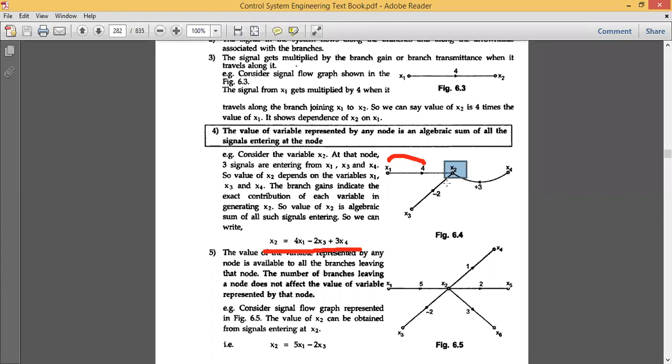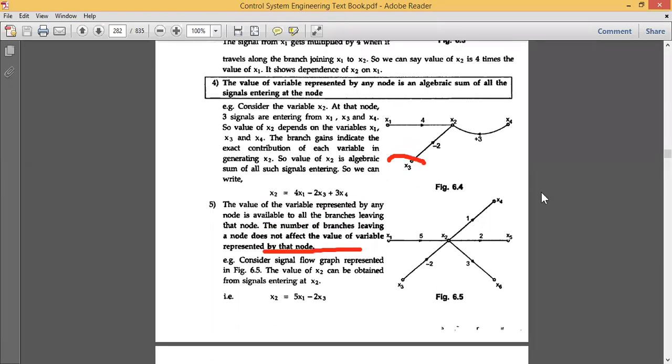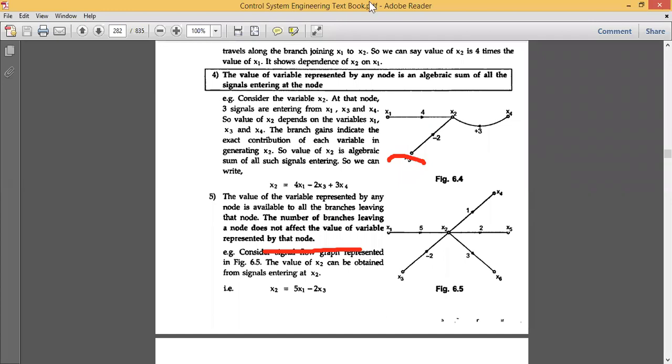So always remember, if you want to find any node equation, then this equation can be obtained by the algebraic sum of all the signals entering that particular node. So this is the fourth property of signal flow graph. Then the fifth property of signal flow graph is, if you have some n number of variables represented by some nodes, look at figure 6.5.